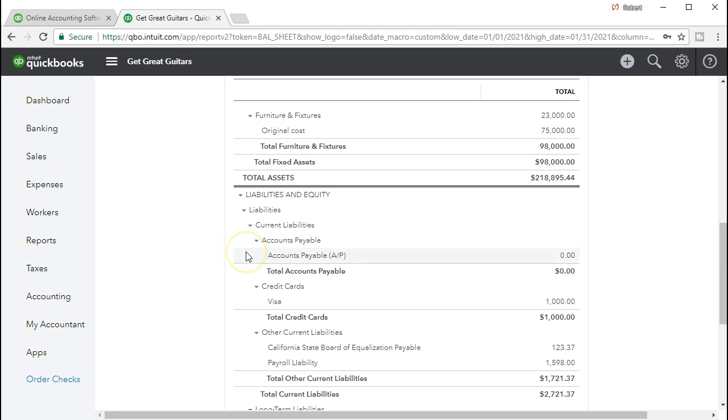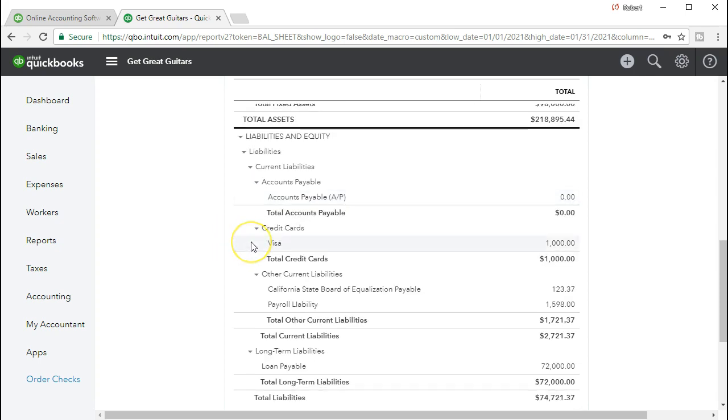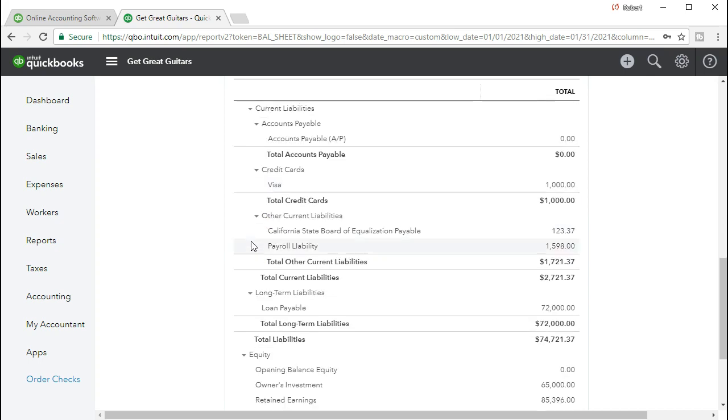So we have nothing in accounts payable at the moment. We do have a Visa card that's a current liability. And then we have other current liabilities. We owe the State Board of Equalization for sales tax that we've been collecting. Payroll taxes payable are for processing our payroll, both the employee and employer portion.